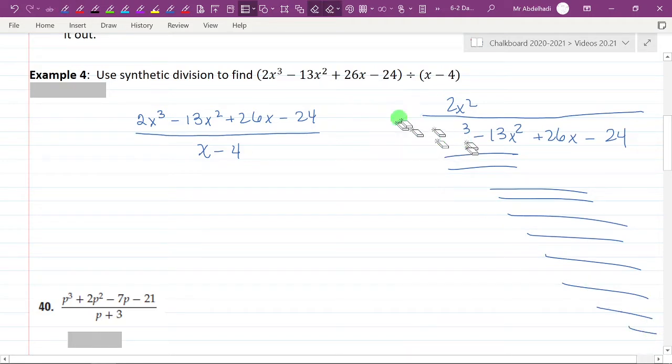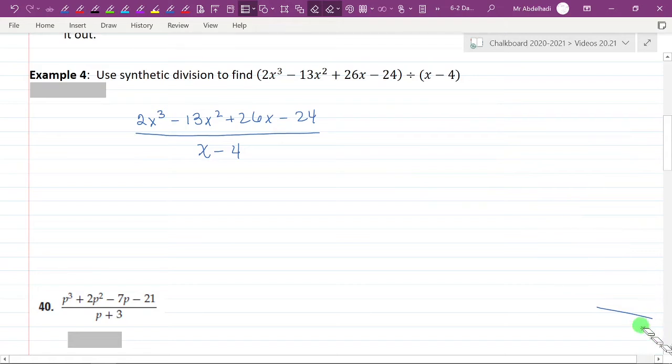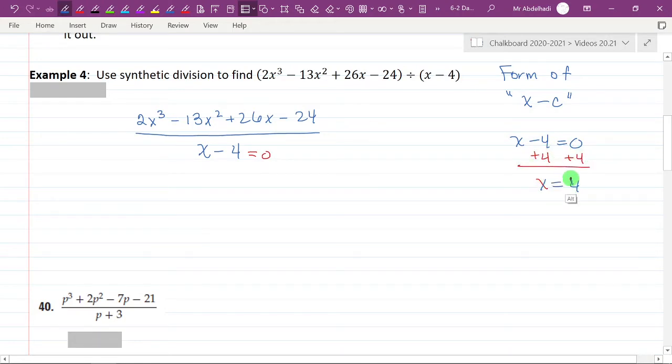Well, hopefully this will help for some problems. If your divisor, the thing you're dividing by, is in the form of x minus c, x being the variable and c being a number. So in this case, it's literally x minus 4. So your c must be 4. Now, how do you find the value of c? You take that divisor, x minus 4, and you set it equal to 0. So x minus 4 equals 0, and you add 4 to both sides, right? And you get x equals 4. That 4 right there is the thing you're going to use for your synthetic division.